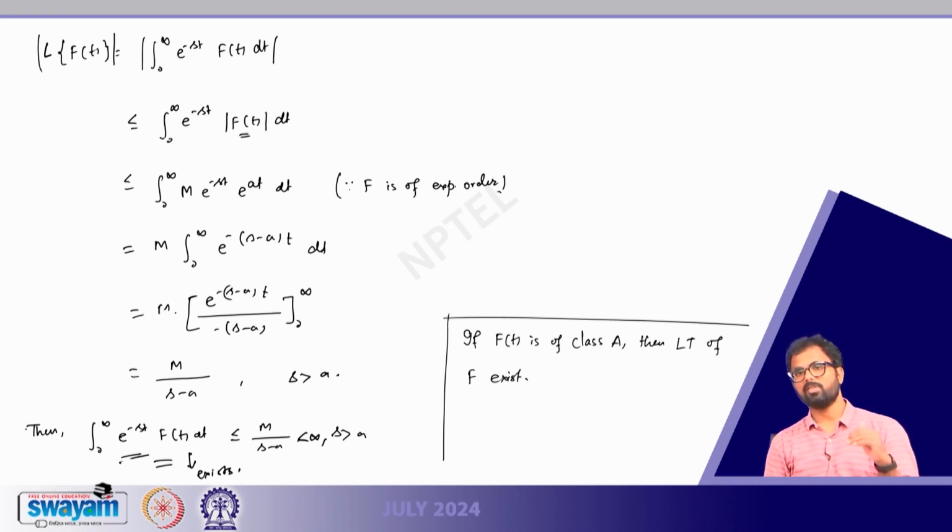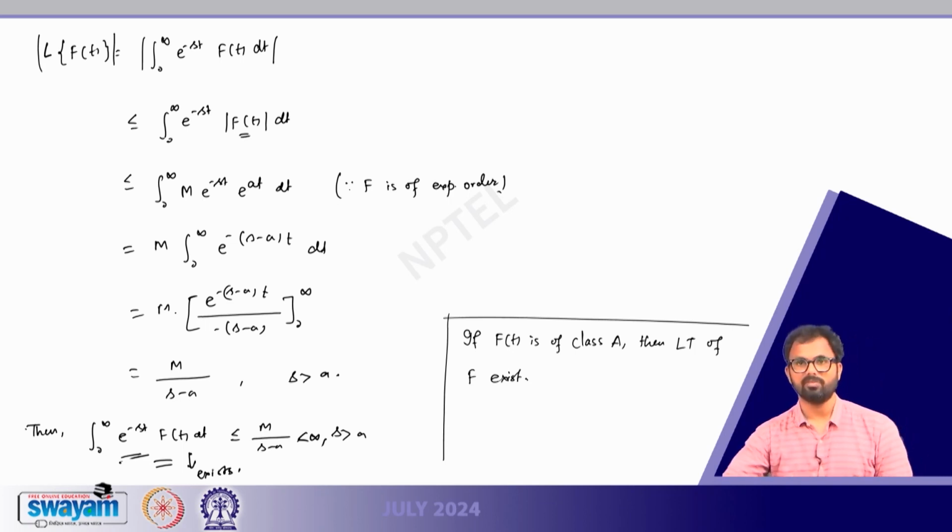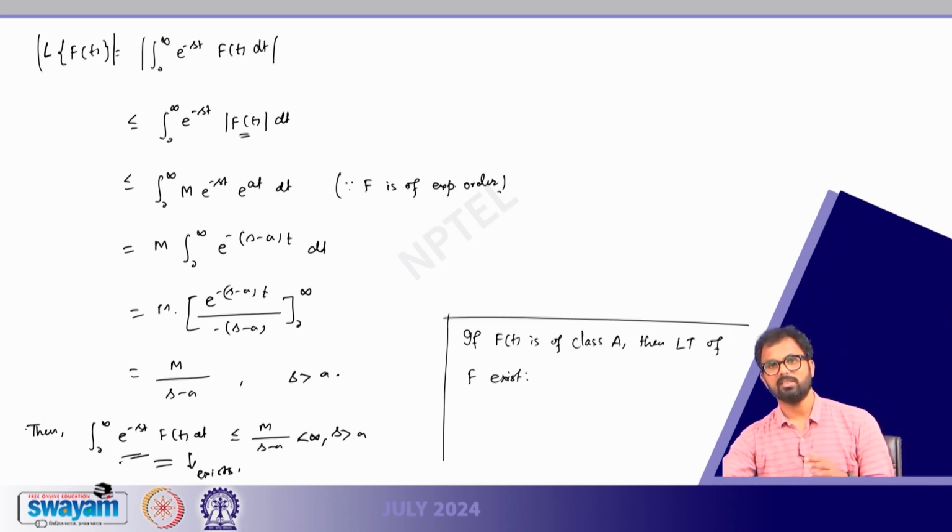So all the classical functions that we have taken are not only piecewise continuous, they are continuous on the entire interval, and of course they are of exponential order. Therefore their Laplace transform always existed, right? But in general, you can always verify whether the function is of class A or not, then we can say that it has a Laplace transform.